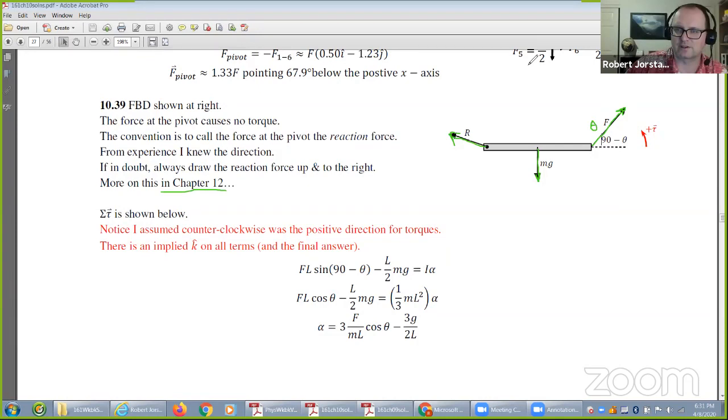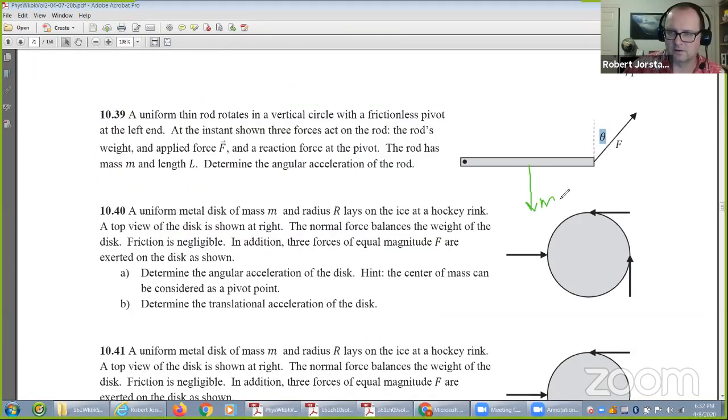So let's go back to here. Hopefully you have a picture of this now. There's mg right here. I'll color that in green. There's the force in black, and then there's, let's say, this reaction force off this way. That's my claim. Which of these forces will cause zero torque? Think to yourself. Which force causes zero torque?